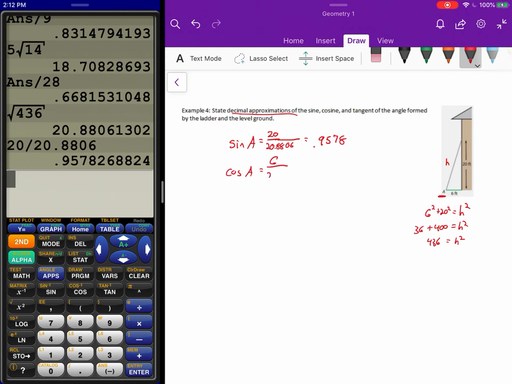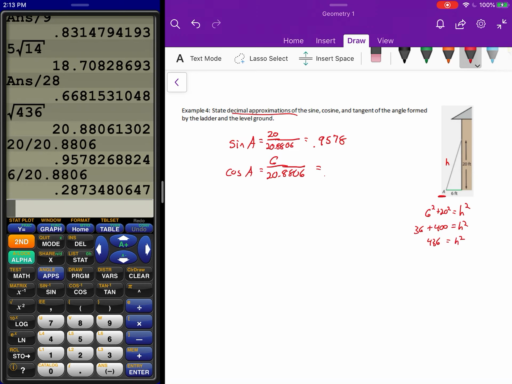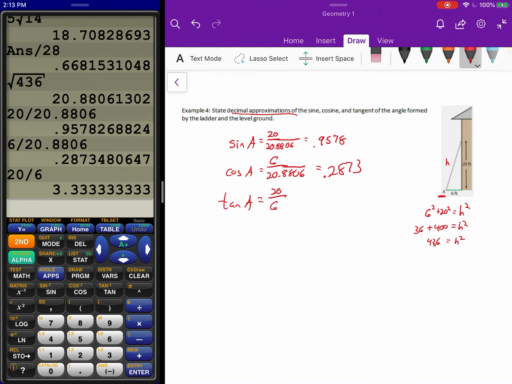Cosine of the angle. That's adjacent, so 6 over the 20.8806. Type that in your calculator. That is 0.2873. And finally, tangent is opposite over adjacent. So 20 divided by 6 is 3 1/3, 3.3333. And there you have it.